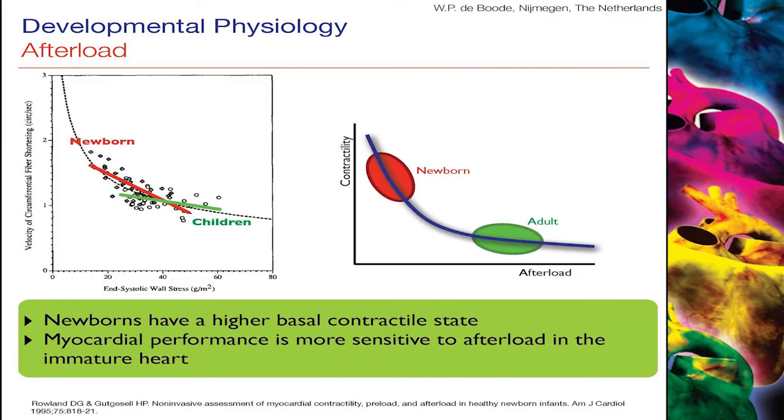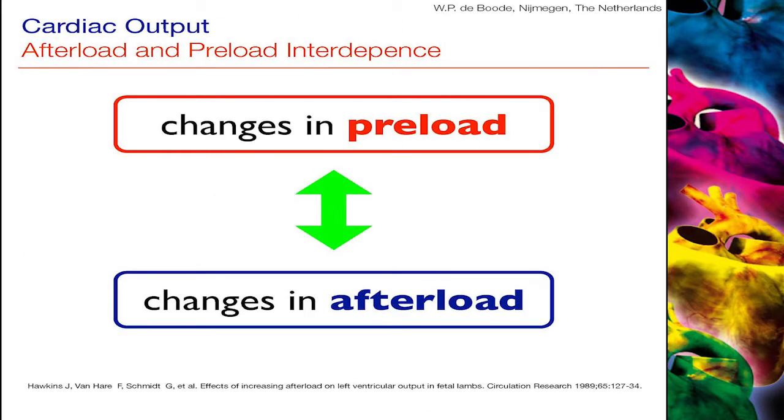As we already said, newborns have a higher basal contractile state. This is the difference between newborns and children: they are higher up the curve. I've put it in a slide like this. It's not on a good scale, but it's a representation that newborns function on this side of the curve, very dependent on afterload, and the adult or mature myocardium is not that dependent on afterload.